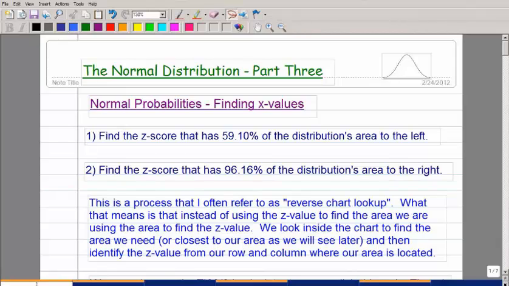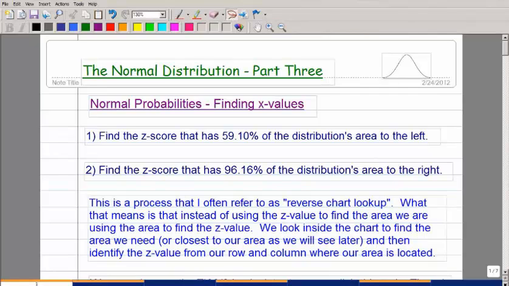The first thing we're going to look at is the process of knowing the area and finding the z-score, which, as I mentioned in the blue paragraph, I refer to as a reverse chart lookup. In other words, we're going to go inside the chart, find the area, and then see what z that corresponds to. These first two examples fit exactly on the normal curve, but not every problem will fit like that. We'll see how that comes about, and we'll generally choose the closest one.